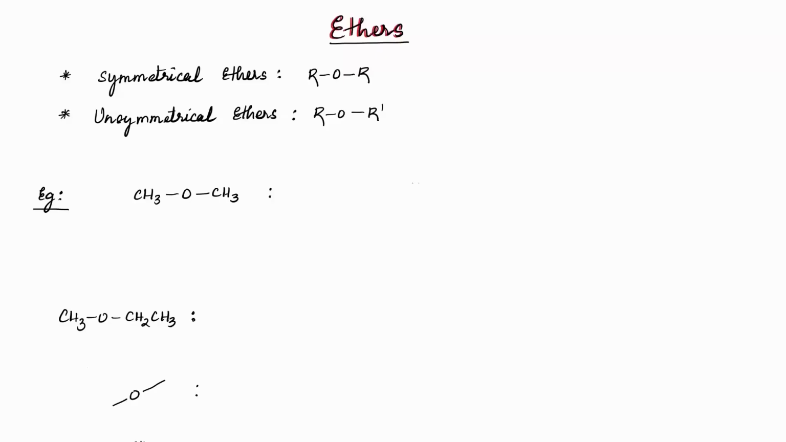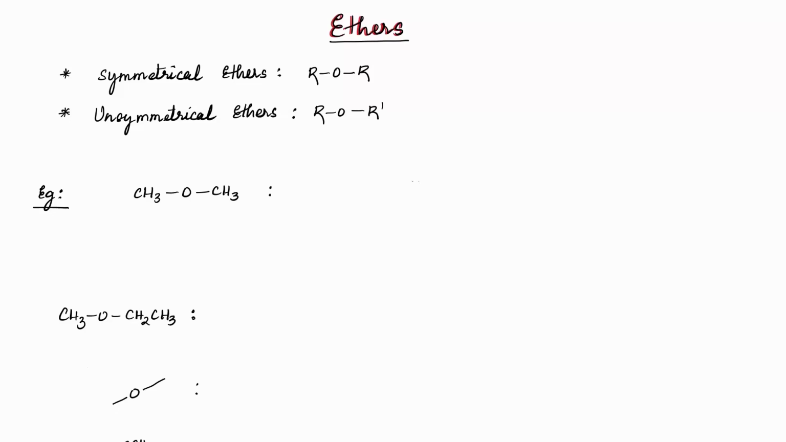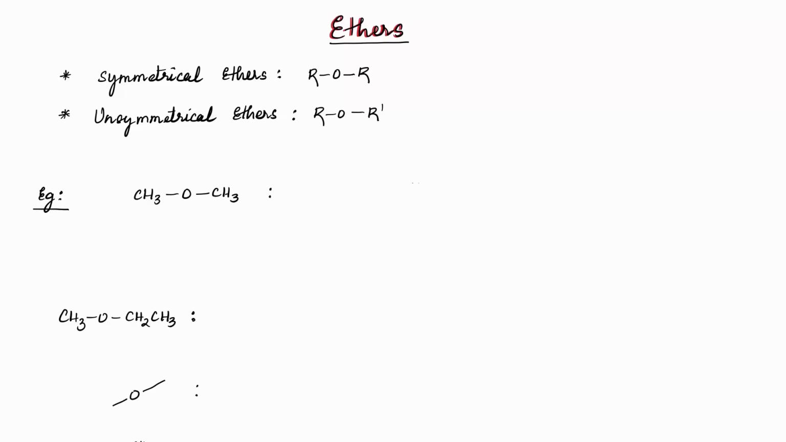Let's learn about ethers today. See, there are two types of ethers, symmetrical and unsymmetrical. Symmetrical, as in both sides we would have the same alkyl groups, like CH3O CH3 type. And if you have two different alkyl groups, that is the unsymmetrical kind.